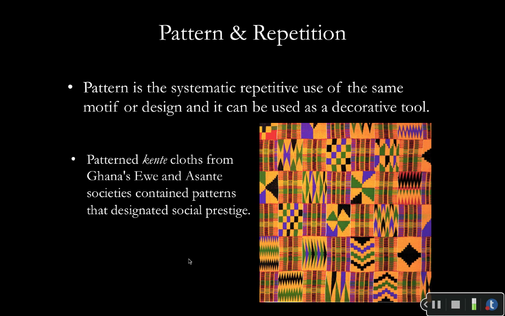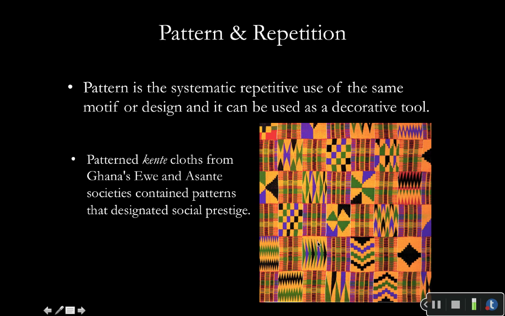But kente cloth used to be designated only for people with social prestige. That is to say, only for the kings and queens, people with lots of money, because gold used to be intertwined into the kente cloth, okay? And that's why you see gold as a prominent color here. But nowadays, more contemporarily, kente cloth has become a much more popular item, and now everybody can wear it. It's made much more cheaply, but nonetheless, the pattern as a decorative tool persists.